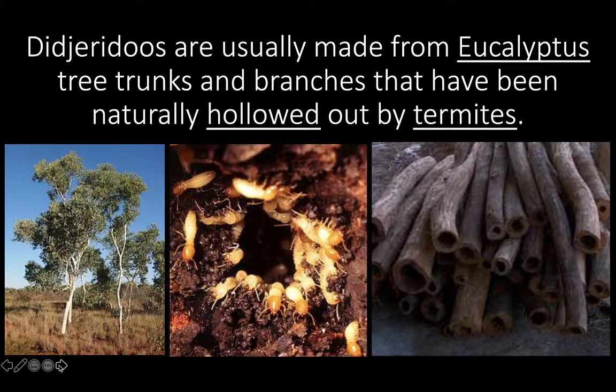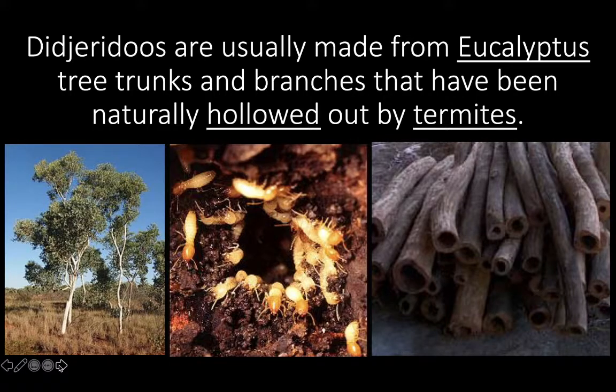So, didgeridoos are made from eucalyptus tree trunks. Eucalyptus is that tree that we see koala bears hanging out in. They eat the leaves of that. Eucalyptus trees are plentiful in Australia. I believe they also live in northern Africa, so it would be interesting if migrants brought some seeds with them over the years, but we don't know that.